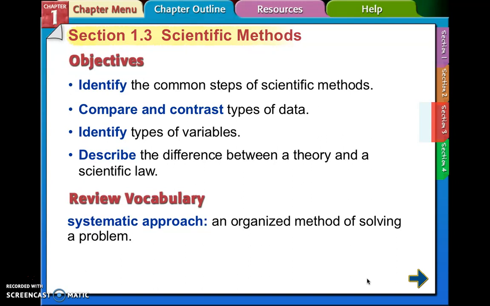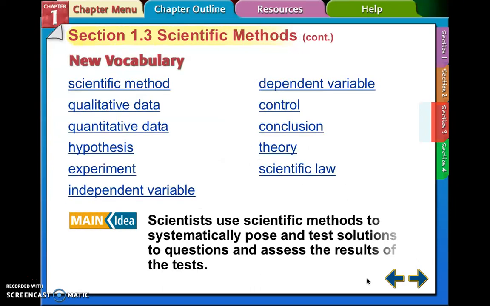Some vocabulary that is believed to be a review. You girls know that a review means that we've done it before, or that you know it. And this word is systematic approach. So a systematic approach is an organized method of solving a problem. So basically it's just a way to solve a problem that is organized. You don't just do it. You have a step-by-step way. That's a systematic approach. This is the vocabulary. Yes, it is intense, which is why I'm going through this as a flipped classroom.